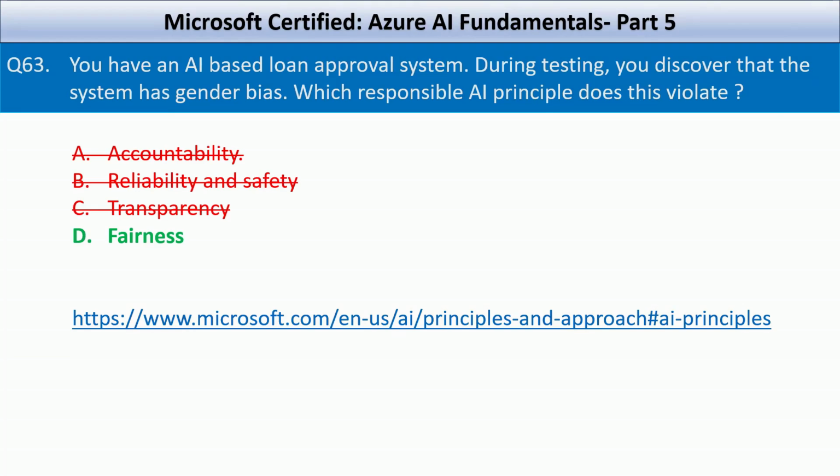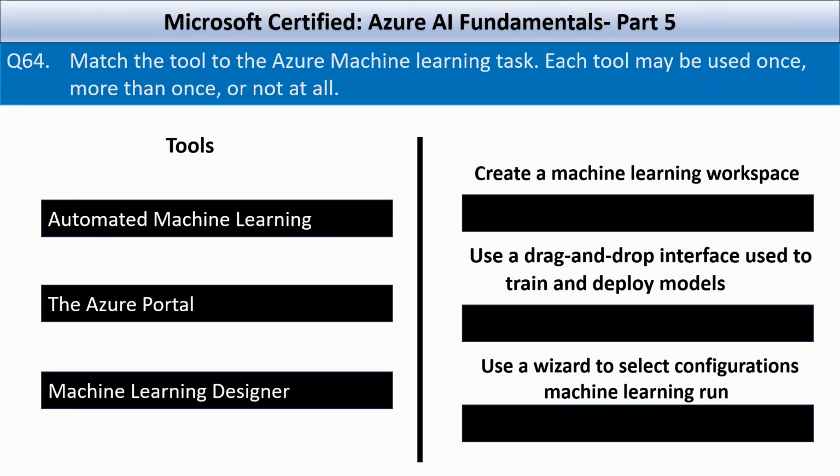Folks, it violates the principle of fairness, which ensures that AI systems treat all people equitably, regardless of demographics like gender, race, or age. Refer to the link on your screen to understand more about the remaining two principles, which are inclusiveness and privacy and security. Question number 64.